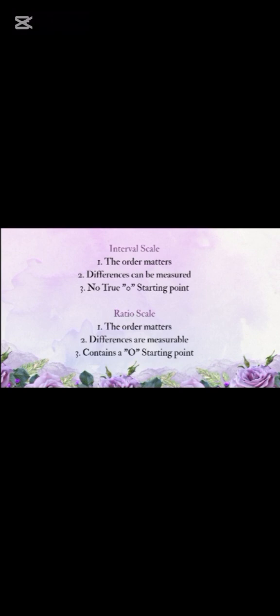Then comes the ratio scale. Data has an absolute 0 point. Data is ranked in order and differences between them are also measurable. So, data has an absolute 0, meaning that nothing exists at 0. The example of ratio scale is height and weight, like a 60 kg person is exactly twice as heavy as a 30 kg person. So these measurement scales help in deciding how to analyze and interpret data effectively.